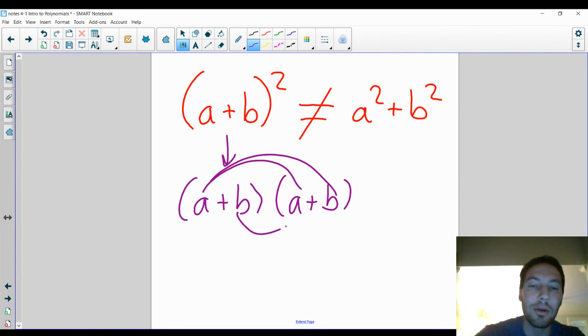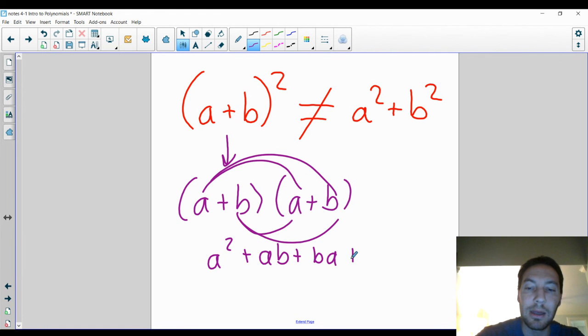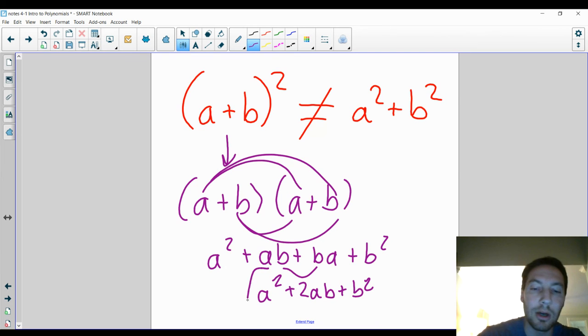FOIL this out. Claw. And you get a squared plus ab plus ba plus b squared. These two are actually like terms in the middle here. So this actually turns out to be a squared plus 2ab plus b squared. So what you don't want to do is forget that middle term, that 2ab. And there you go. And I mean, you've watched this video, so you probably are a FOIL master.